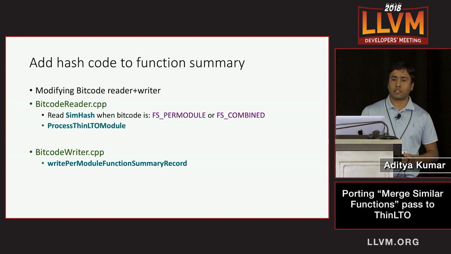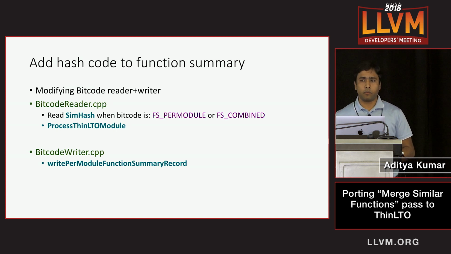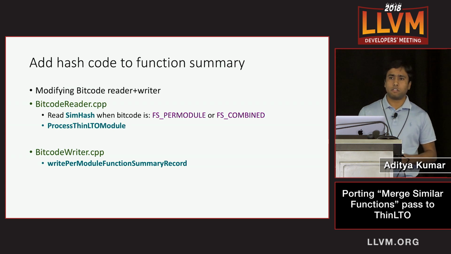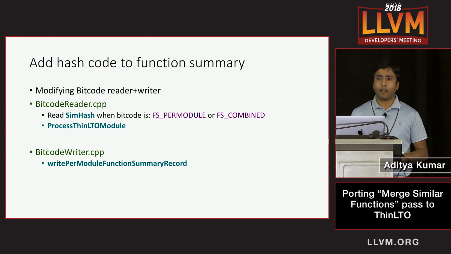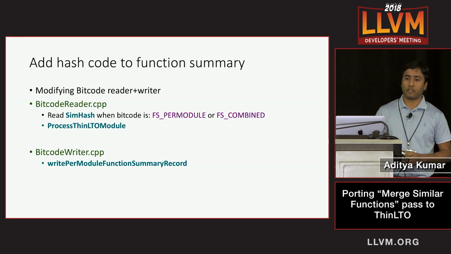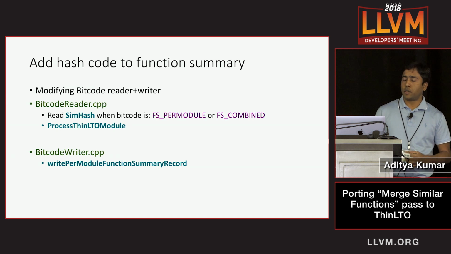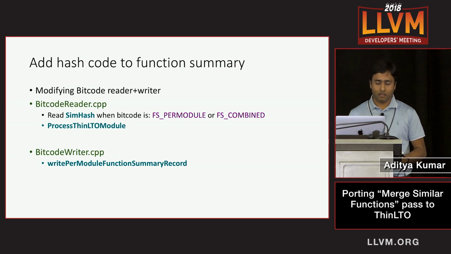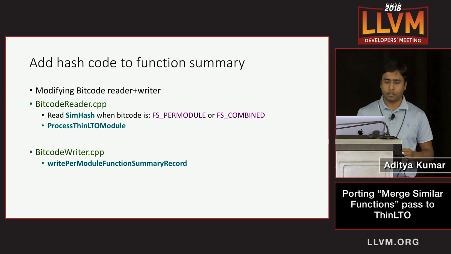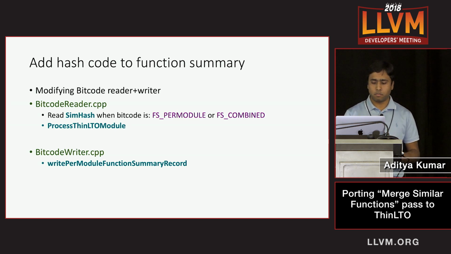Once we compute the hash of a function, then we want to add that hash code to bitcode during the first stage of the link time optimization, where bitcode has the function summary. So we have to change the bitcode writer as well as the reader, because later in the parallel code gen, the bitcode reader will read the function summary. These are some of the pointers, like how to find the places where we want to add the function summary. Like these are bitcode indices there.